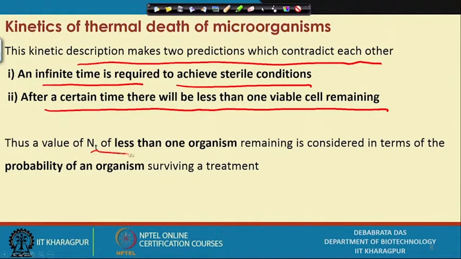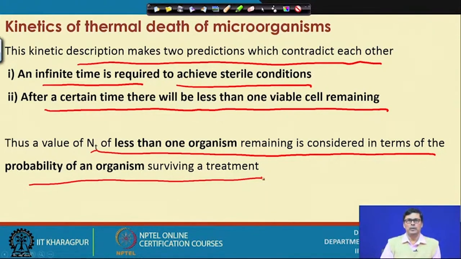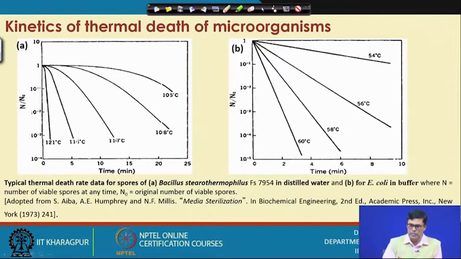The value of N t less than one organism is considered in terms of the probability of the organism surviving a treatment. So, how many organisms will survive out of how many organisms input, that we consider, that determines the degree of sterility. Now, thermal, this is very interesting.